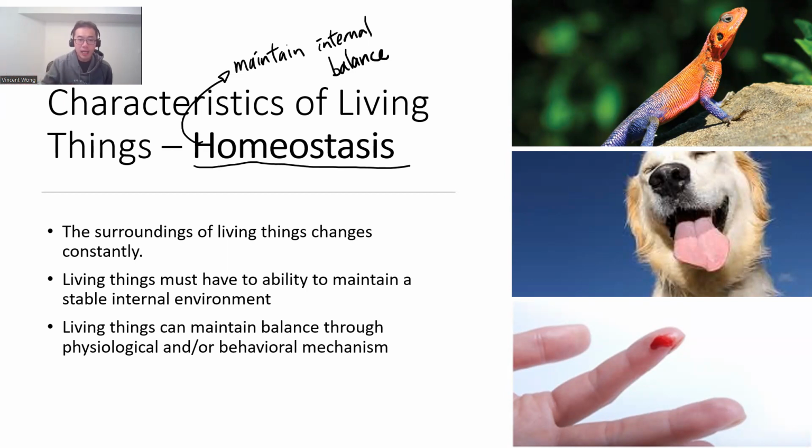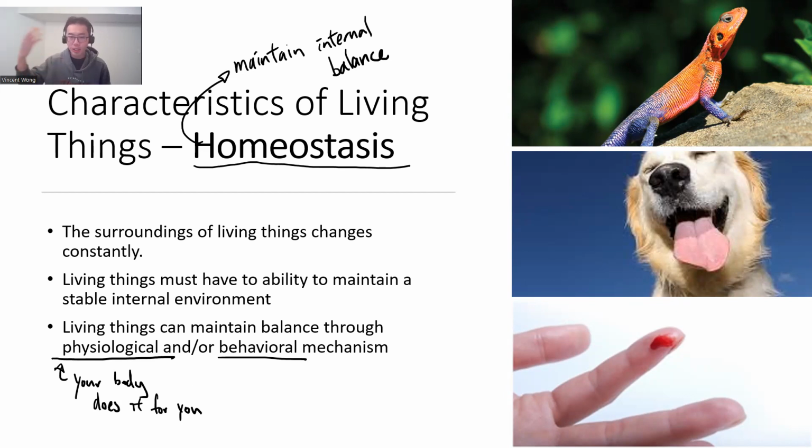Now we can achieve that. Living things can achieve homeostasis either physiologically or behaviorally. You can either use a physiological mechanism. Mechanism means method, okay? So you can either do it physiologically or through a behavioral mechanism. So what is the difference? Physiological basically means your body does it for you. You don't have to learn it. It's just something that your body will automatically do.